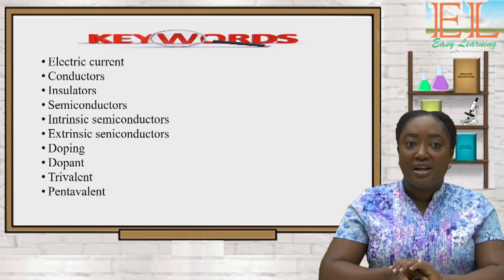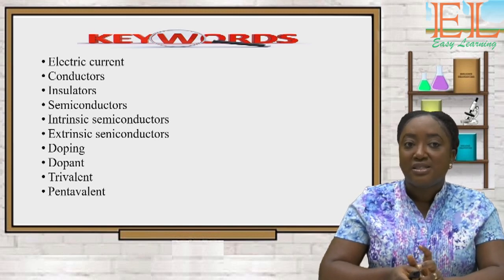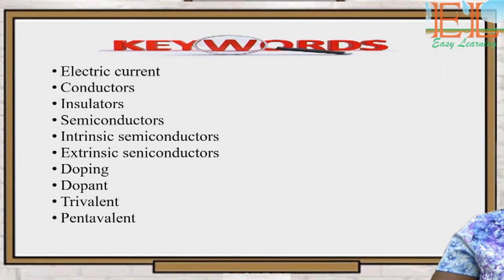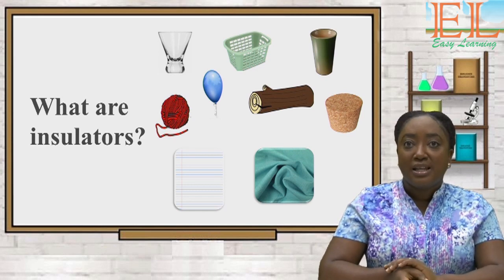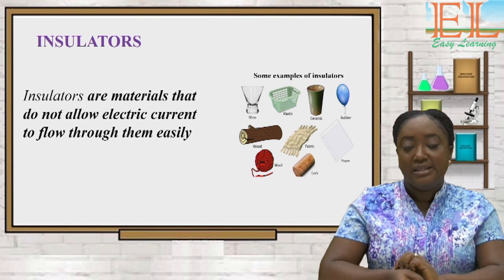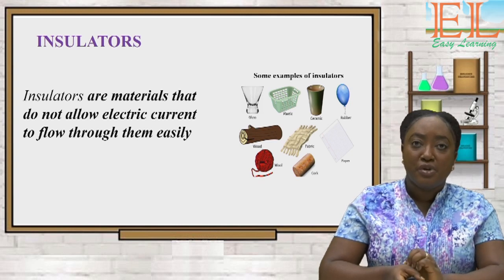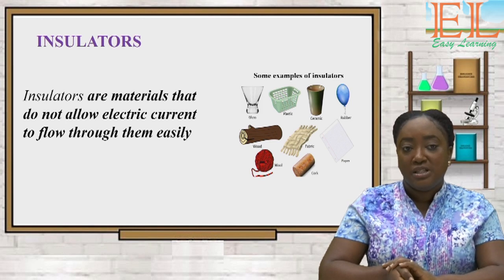Some of the keywords we'll encounter in our lesson today include electric current, conductors, insulators, semiconductors, intrinsic semiconductors, extrinsic semiconductors, doping, dopants, trivalent, and pentavalent. So what are insulators? Insulators are materials that do not allow electric current to flow through them easily. Like we saw in the video, the wood did not allow electric current to flow through it, and so the light bulb stayed off. Here are some examples of insulators.